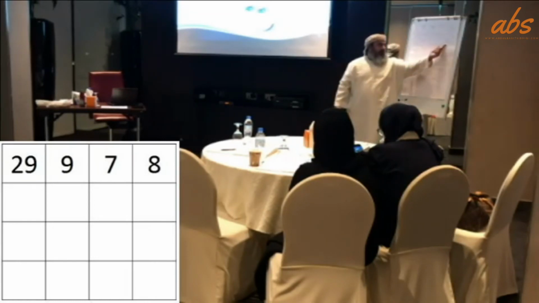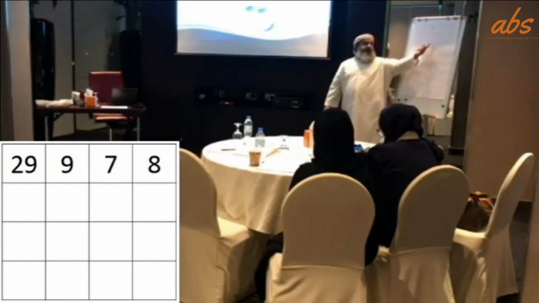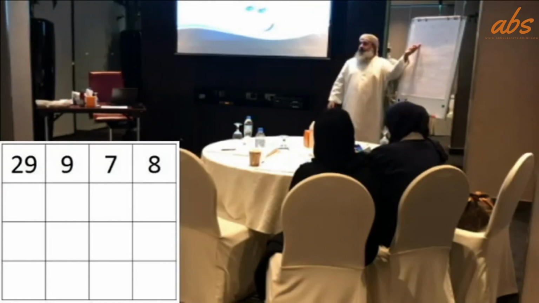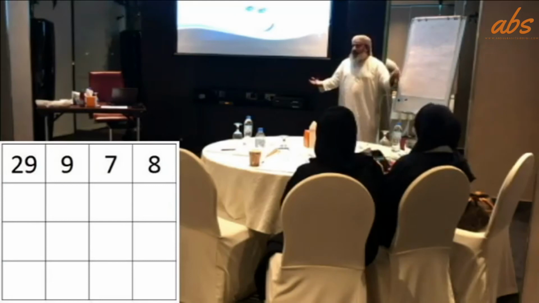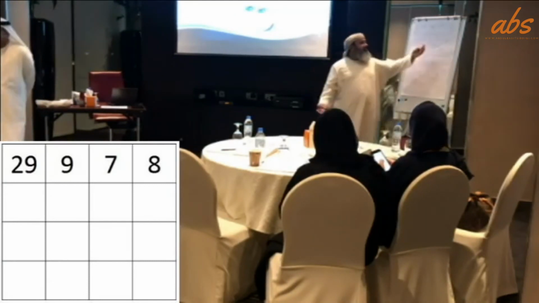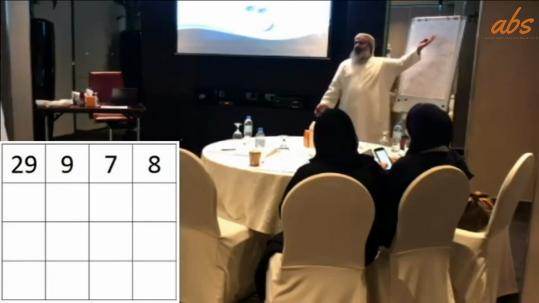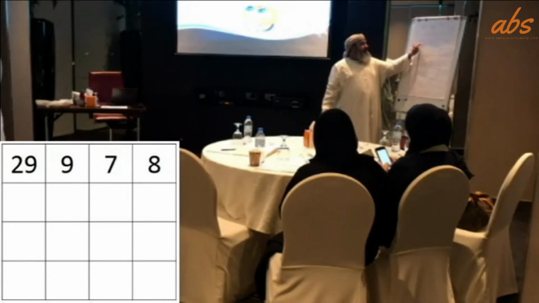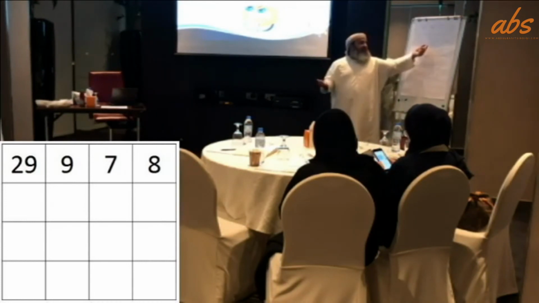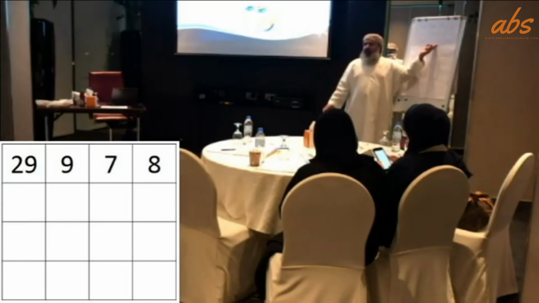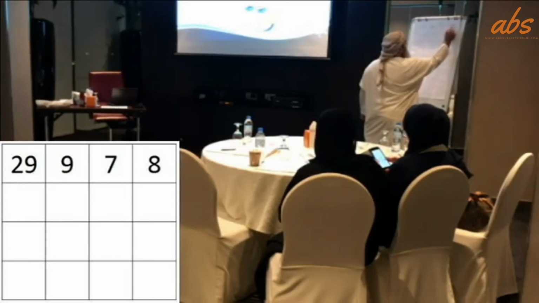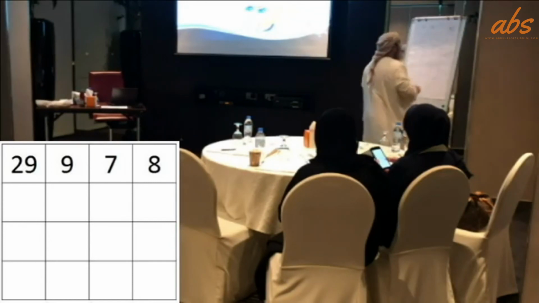Or let's cross check. 8 plus 7 is 15. 15 plus 9 is 24. 24 plus 29 is, 30 plus 24 is, no, it is not 43. We did it incorrectly, right? 29 plus 9, you people told me 28. Really? 38 plus 7 is 45. 45 plus 8 is 53 actually. See, we got benefit from cross checking.